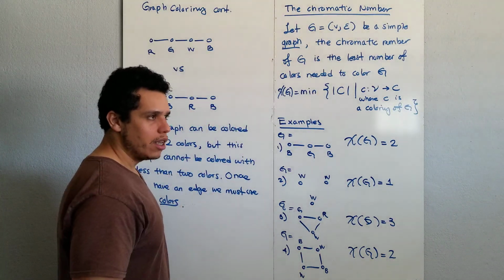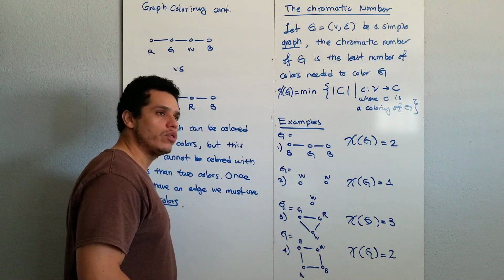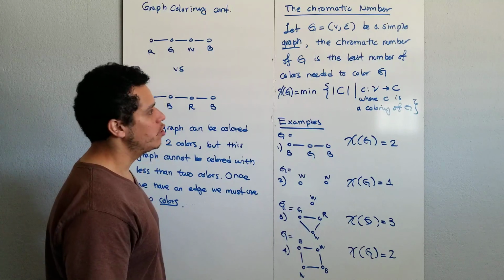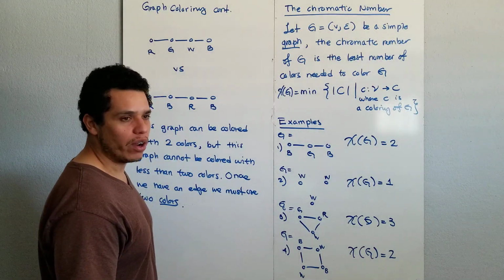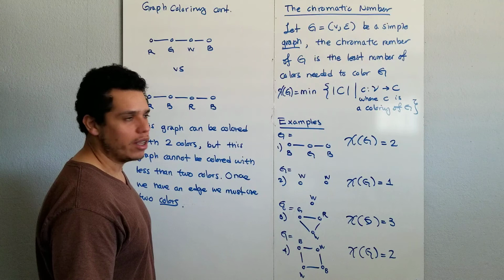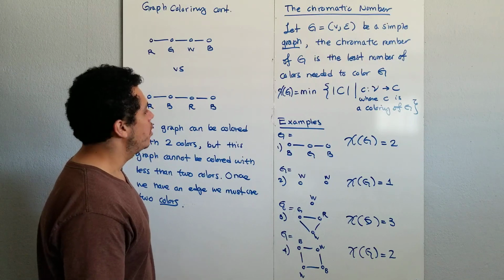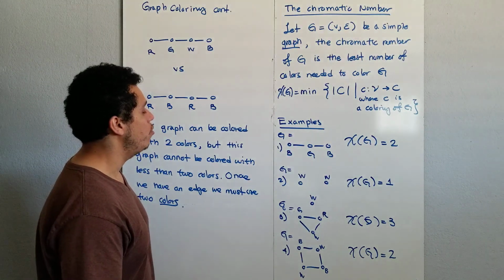In fact, the chromatic number is one of those isomorphism invariants. So two graphs that are isomorphic should have the same chromatic number. And from this, we stop and continue with more examples.